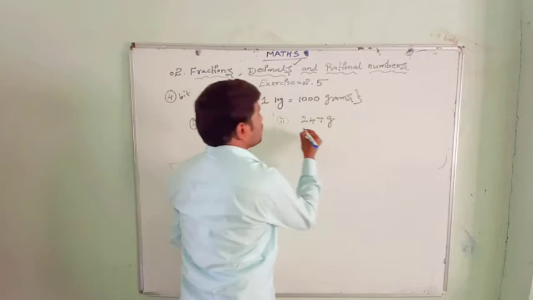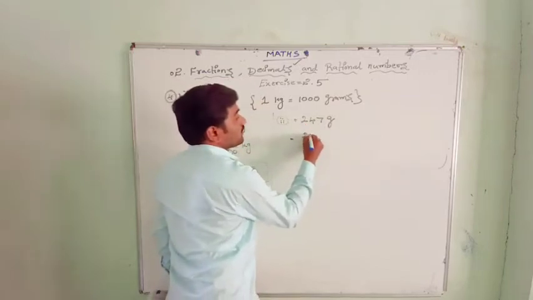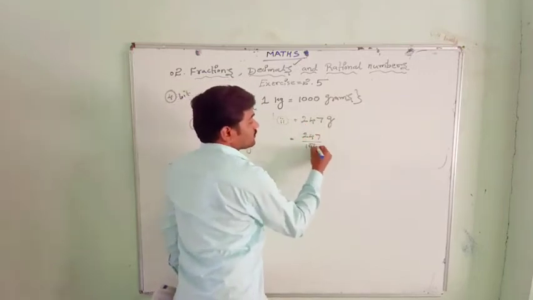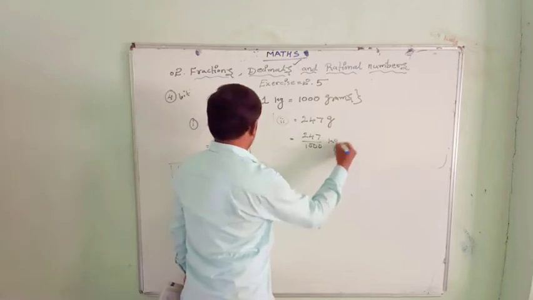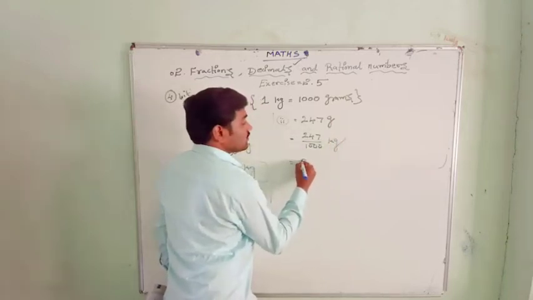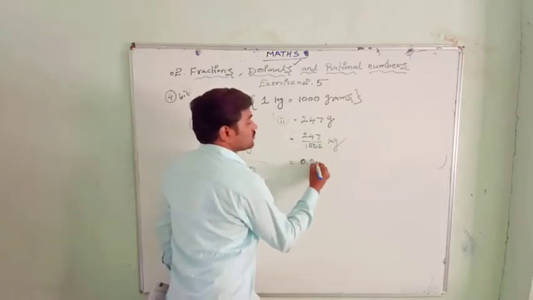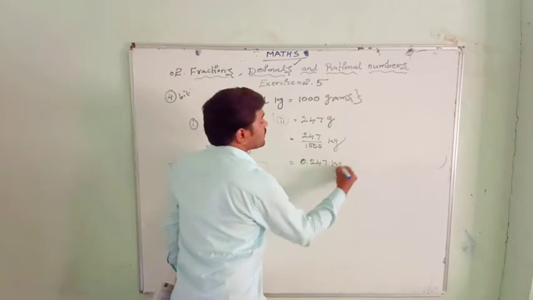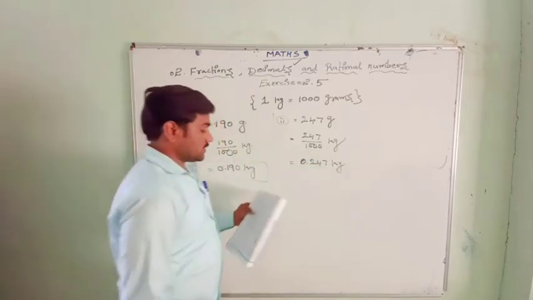Then the second one here, 247 grams. Simple. 247 by 1000 kg. That equal to 0.247 kg.